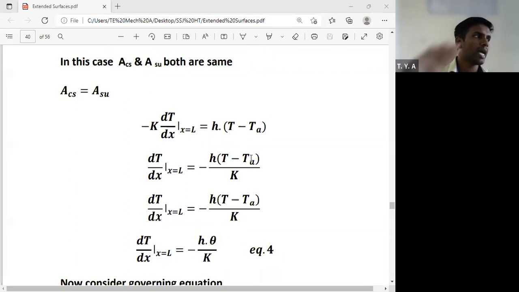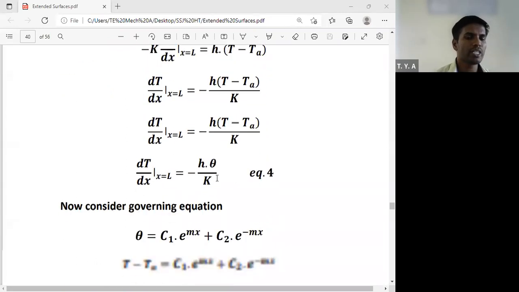ओके, आता आपण काय केलेलं आहे बघा, whatever the second boundary condition is there, by using that second boundary condition we have calculated the value of dT by dx at x is equal to L. So what is the value of dT by dx at x is equal to L? Minus h into theta divided by k. आपल्याकडे आणखी एक इक्वेशन आहे, that is governing equation. So by using that governing equation we have to calculate the value of dT by dx at x is equal to L. आणि त्या दोन्ही व्हॅल्यू आपल्याला काय करायचे आहेत? इक्वेट करायचे आहेत. ओके, so by using that governing equation now we have to calculate the value of dT by dx.